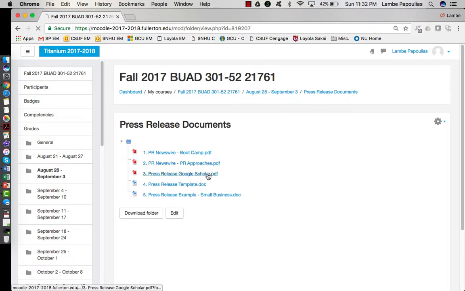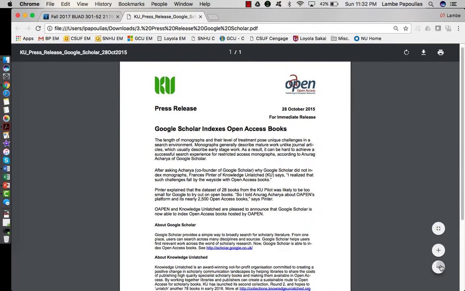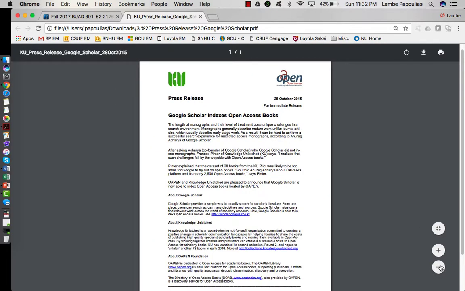So let's look at a press release. This was done by Google. You can see it's 1 page long. Let me go ahead and zoom out so you can get a better view. It's 1 page long.